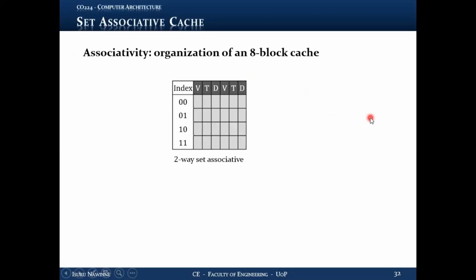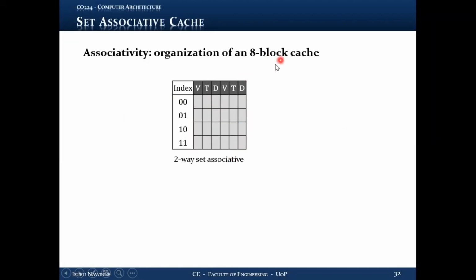If our 8-block cache is designed as a two-way set associative cache, the structure or the organization is going to look something like this, right? So you have two different ways or sets of arrays, right? At each entry, at each index, there are two ways you can store a data block, right? So you have space for 8 data blocks in this two-way set associative structure.